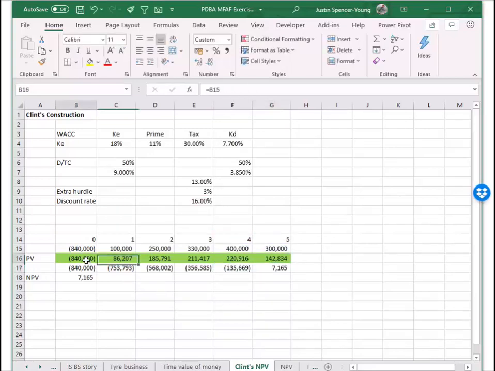Now what we can do is sum the negative 840 and all the future discounted cash flows, and we will get an answer here that is 7,165. Here's a cumulative calculation, and you can see the number in the N cell is the same as the NPV. Effectively what we've shown here is that the NPV is positive, therefore the returns they will get on this investment will be higher than 16%, which is the minimum requirement in order to proceed with the project, so therefore they would proceed with this project.